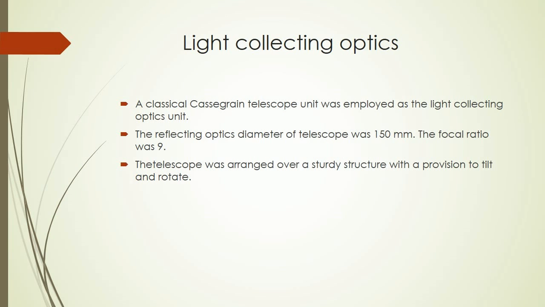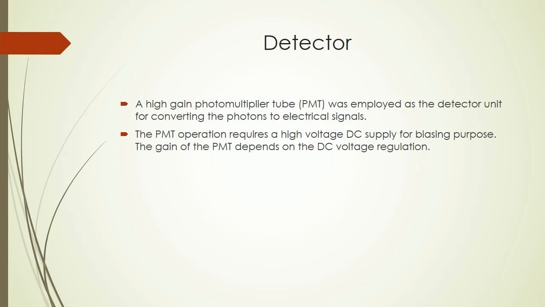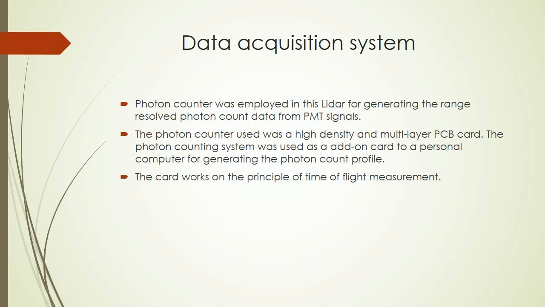Light collecting optics. A classical Cassegrain telescope unit was employed as the light collecting optics unit. The reflecting optics diameter of the telescope was 150 mm. The focal ratio was 9. Detector. A high-gain photomultiplier tube, PMT, was employed as the detector unit for converting the photons to electrical signals. Data acquisition system. A photon counter was employed in this LIDAR for generating the range-resolved photon count data from PMT signals.